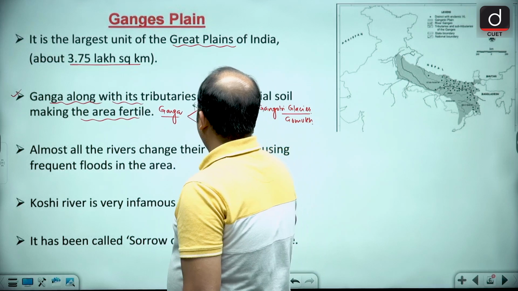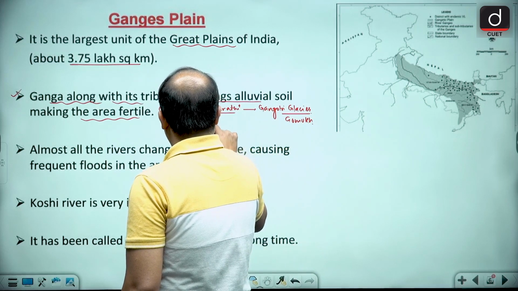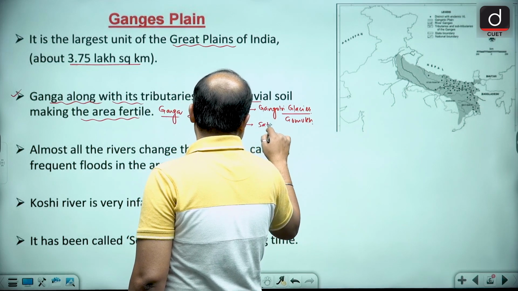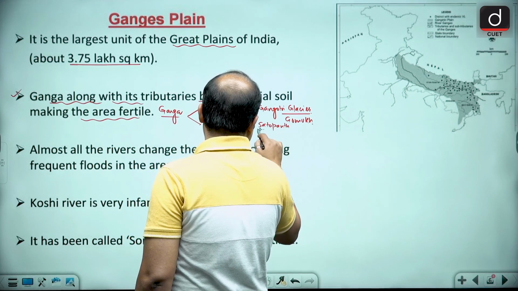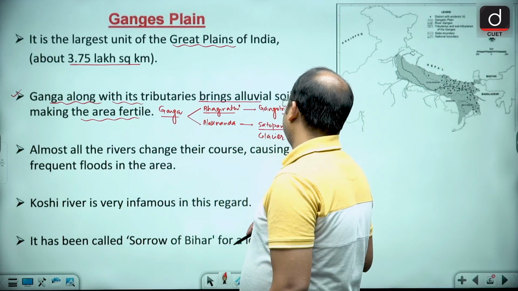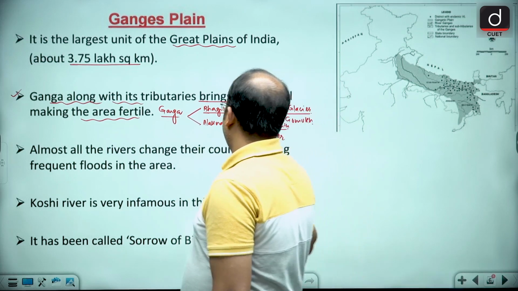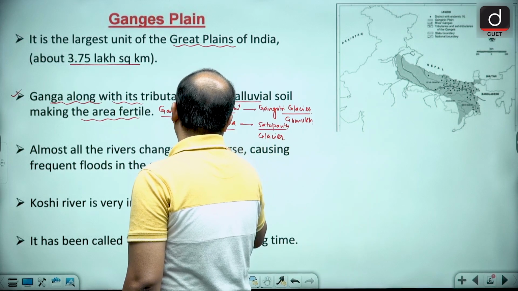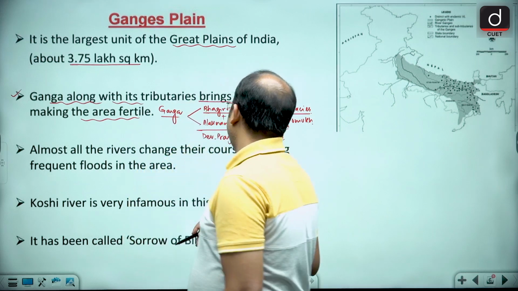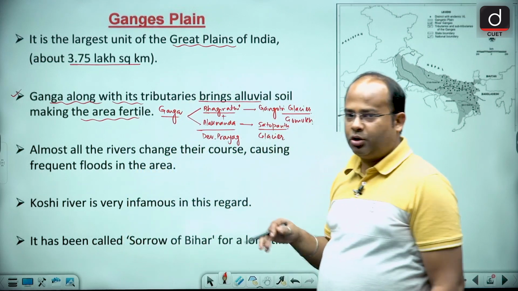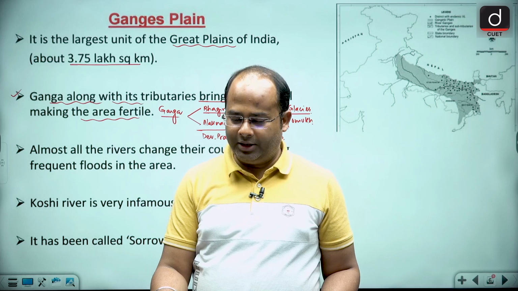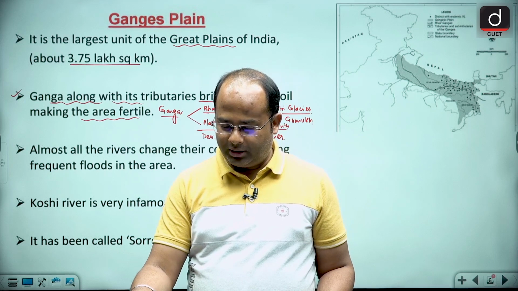And then you have Alaknanda, that originates from the Satopanth glacier. Bhagirathi and Alaknanda, both of them meet in Deoprayag, and then it becomes Ganga. And Ganga, guys, comes onto the plain at Haridwar. So whenever you reach Haridwar, that is the place from where the Ganga comes onto the plain.